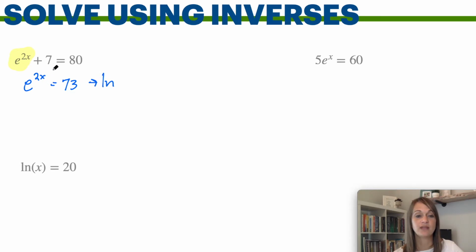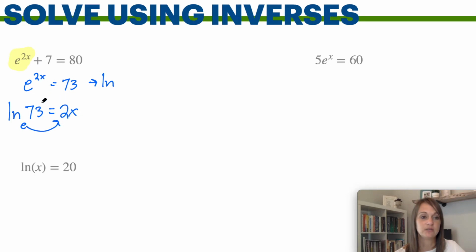So I'm going to rewrite this as a natural log. So the natural log of 73 equals 2x. Think about it in the case that there is an understood e as a base. e raised to the 2x, which it is, equals 73. So that is correct. We did write the inverse correctly. So now you can take this natural log of 73, and then we're going to divide both sides by 2. And in your calculator, you can go ahead and just solve that.